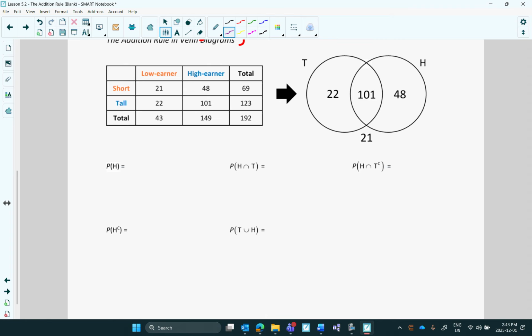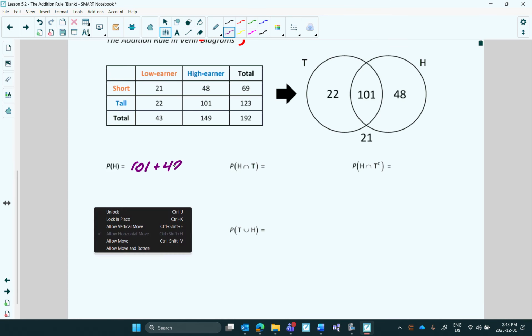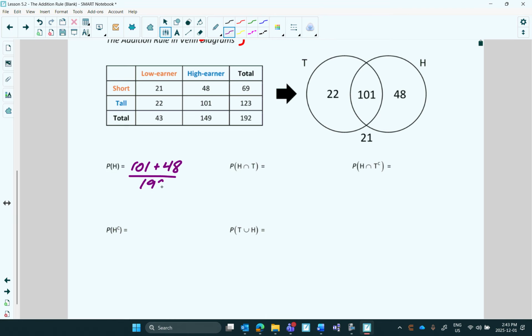Say, what's the probability of a high? Well, if you look at the Venn diagram, these are in high, and so are these. So if we use the Venn diagram, we would go 101 plus 48 over 192, which is equal to 149 over 192. If we use the two-way table, we just go, oh, well, here, the total high earners is 149 and 192.